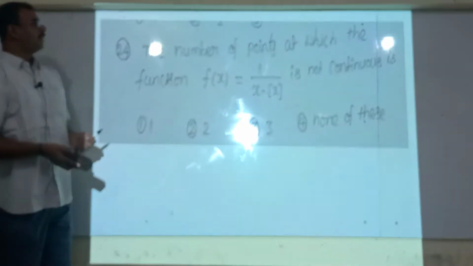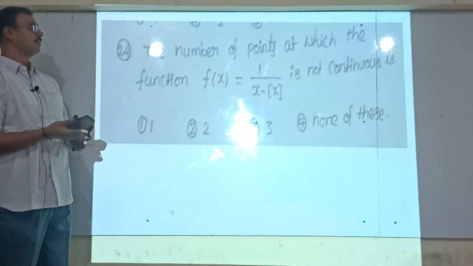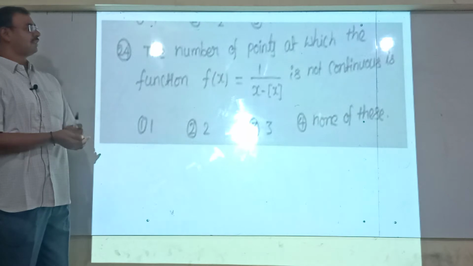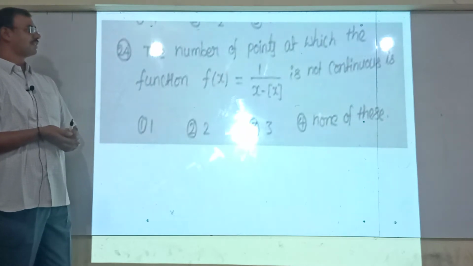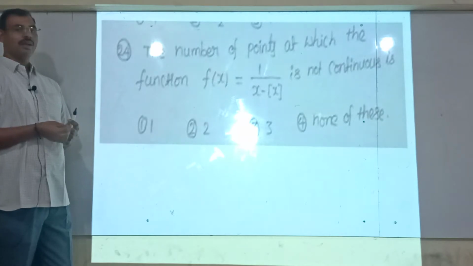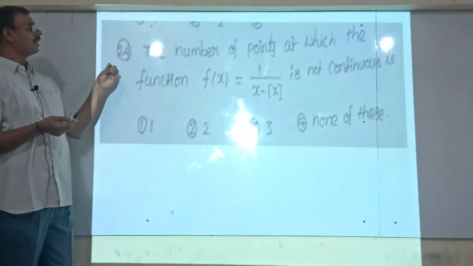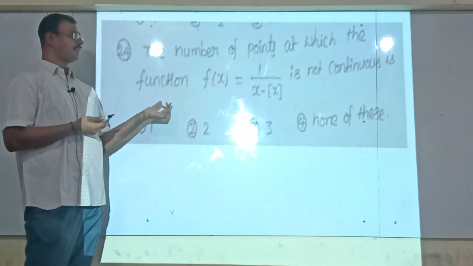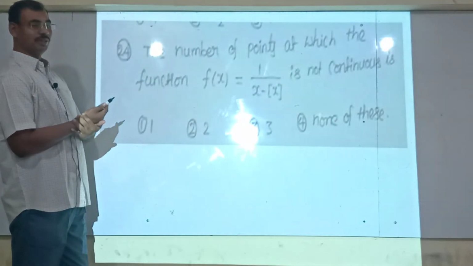The number of points at which the function f of x is equal to 1 divided by x minus greatest integer of x is not continuous is. So here we have to find out discontinuous. We can take any integer. Just now we have seen that you take the integer, find the number of discontinuities.